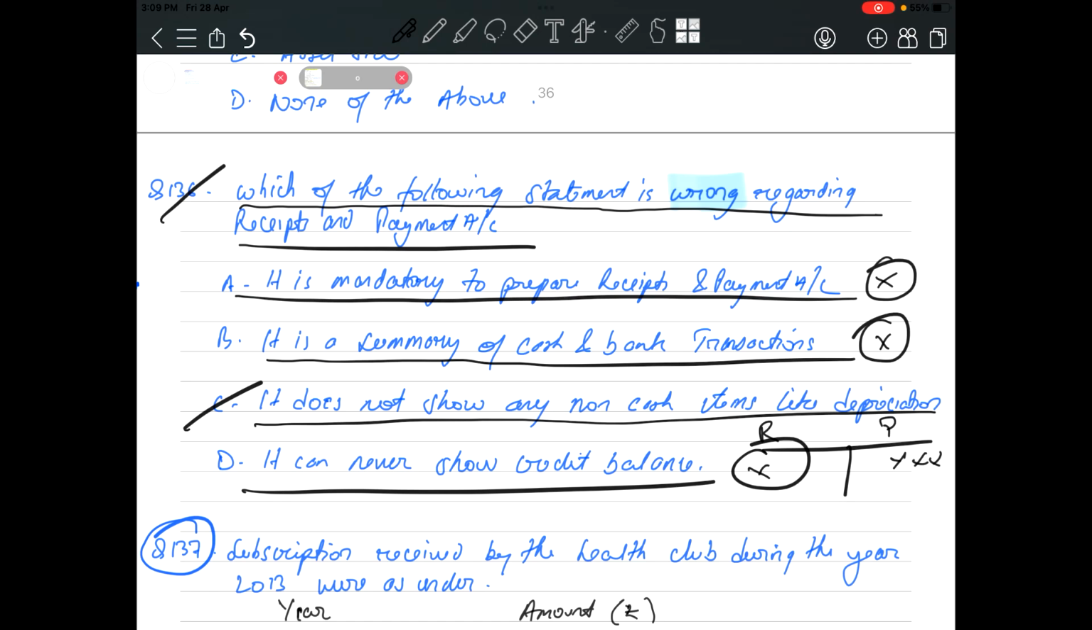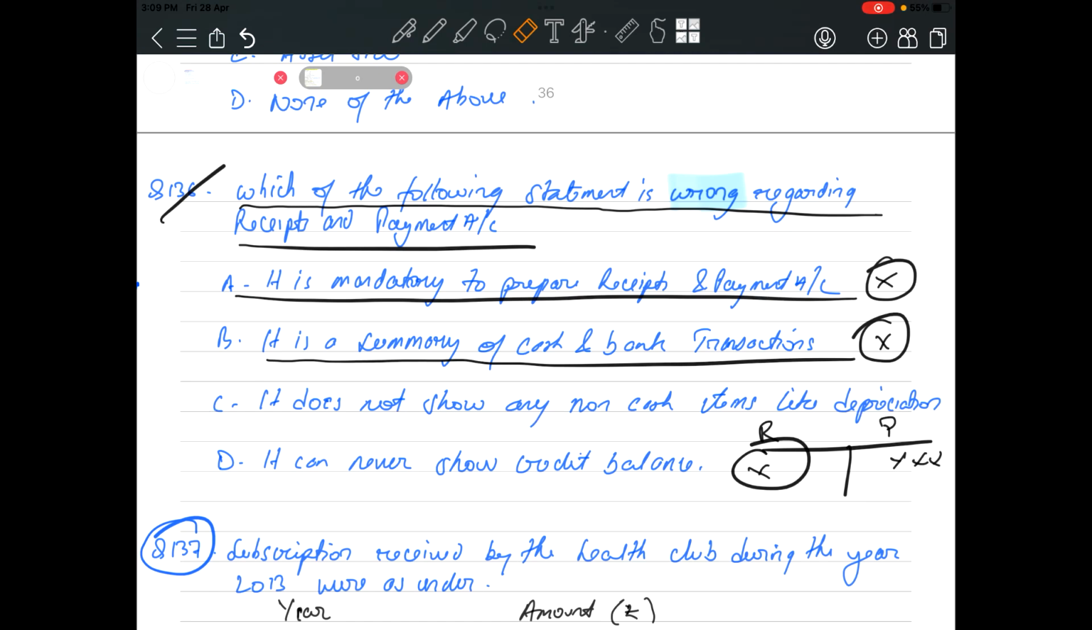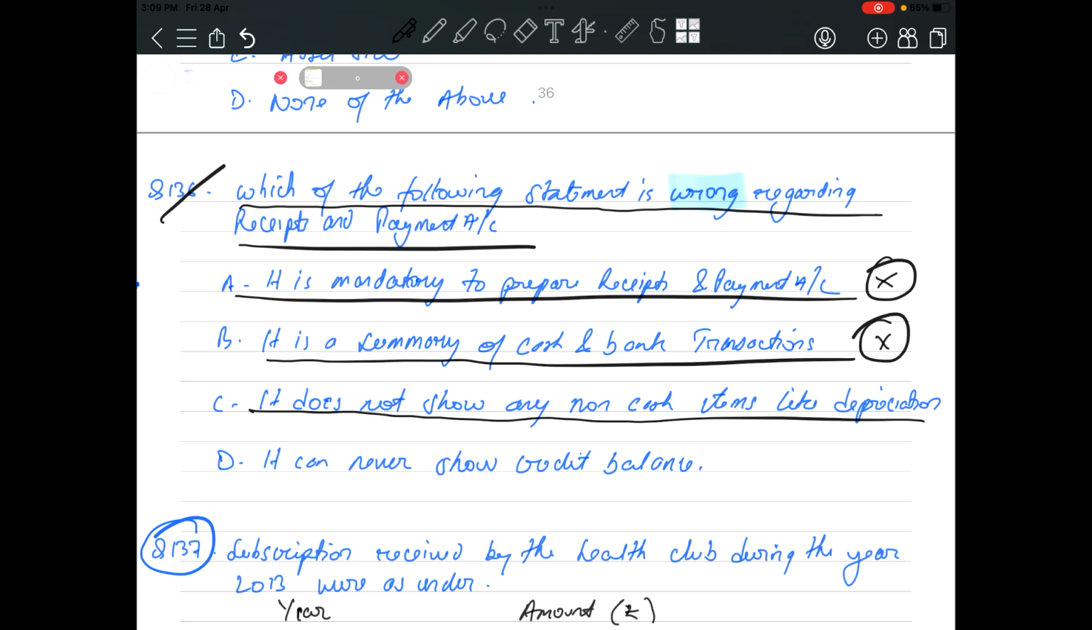Okay, sorry, wait, there is one problem. The statement is saying it does not show any non-cash items like depreciation. Yes, it does not show, right? So this is a correct statement. So point D, it can never show credit balance, okay. Will receipt and payment account have credit balance? Yes, okay. So this is the wrong statement, this is the required answer.